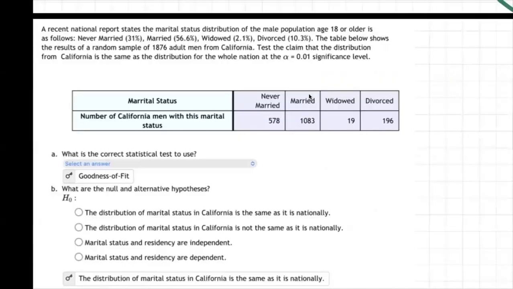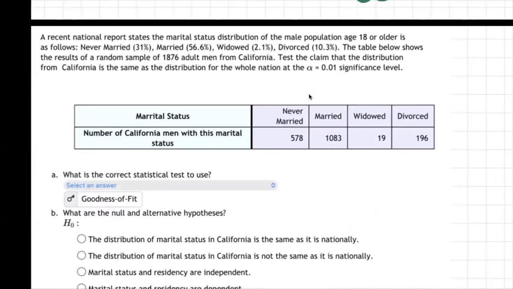Okay, in this example, it says that a recent national report states the marital status distribution of the male population age 18 or older is as follows. Never married, 31% of all men. This is the male population 18 and over. 31% of all adult men never married, 56.6% are married currently, 2.1% are widowed, 10.3% are divorced.